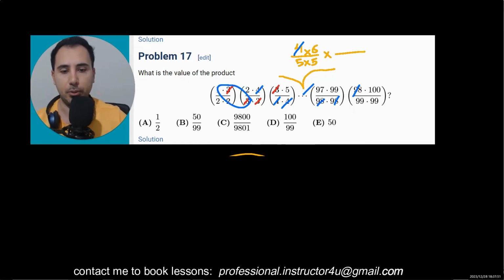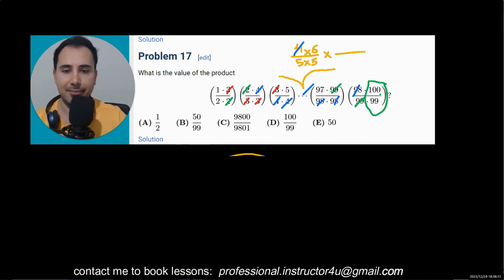For example, these two. And this 99, I want to change color again, will cancel by this 99. By these 199 at the end, there's no next number here to cancel them. So these two will be left. Let's go to the starting point. I could cancel one of the 2's with one of the 2's.